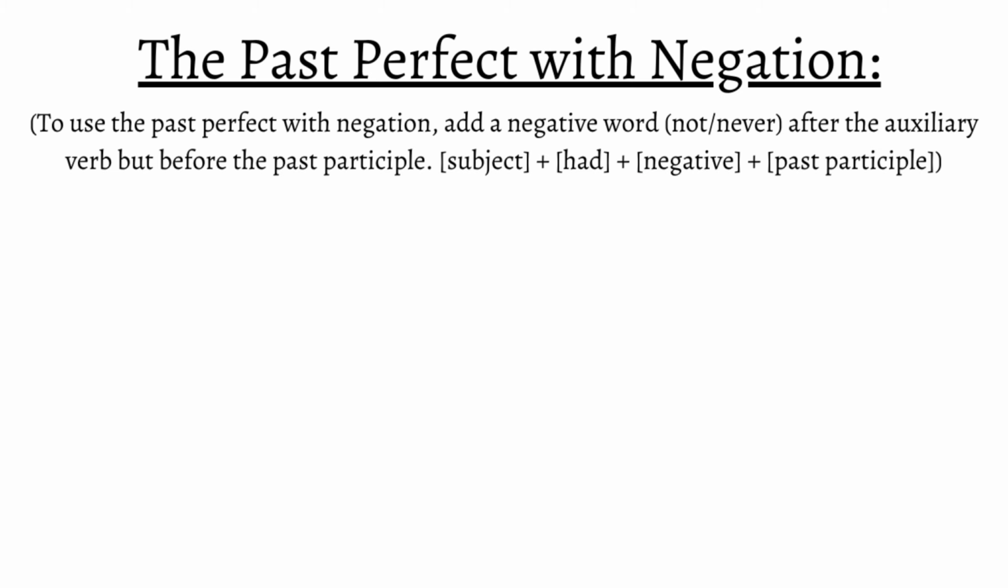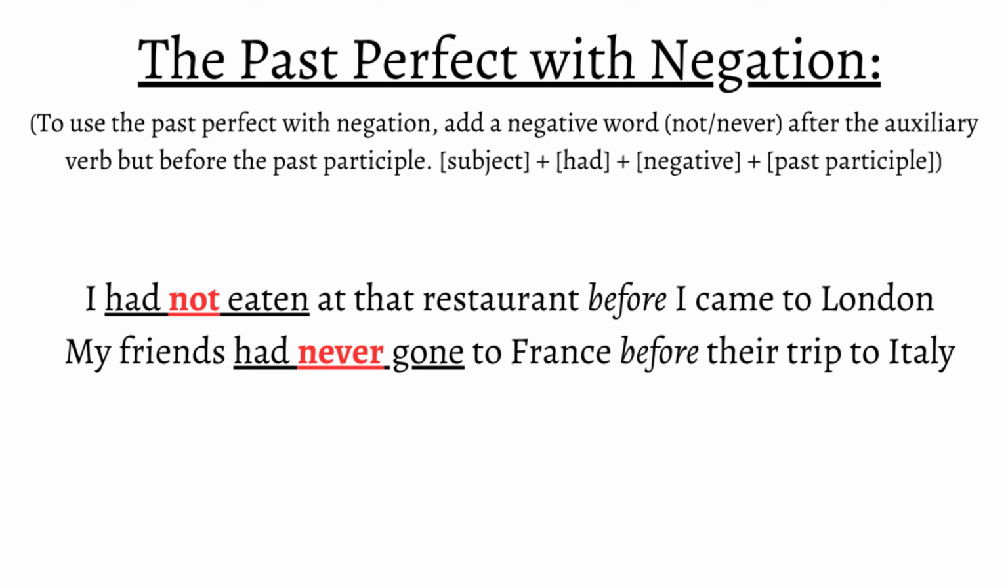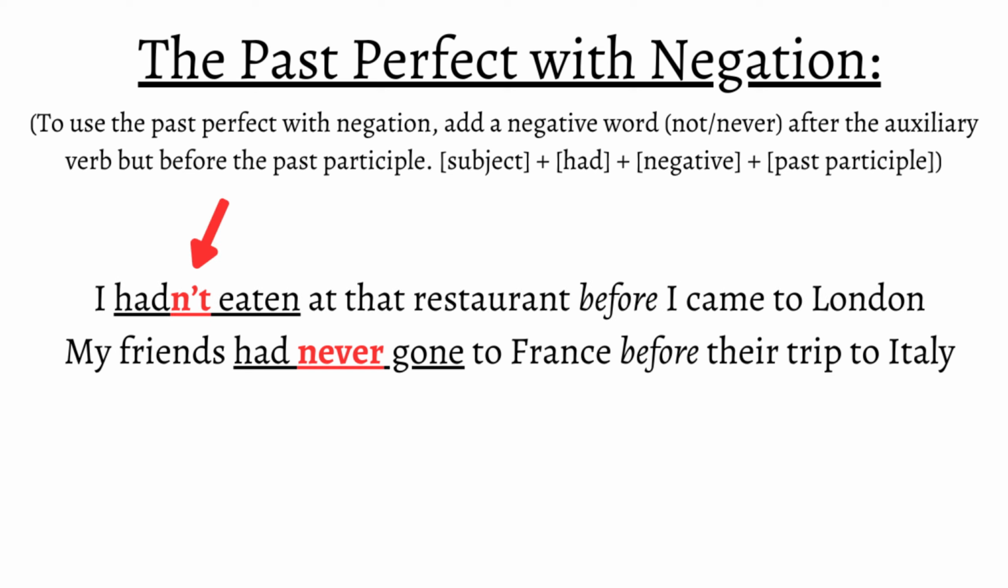To use the past perfect with negation, we add a negative word like not or never after the auxiliary verb had, but before the past participle. Subject plus had plus a negative plus a past participle. Some examples are, I had not eaten at that restaurant before I came to London. My friends had never gone to France before their trip to Italy. In this case, a negative contraction can be made.